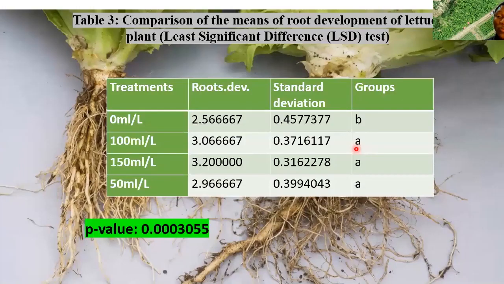We also did a comparison of root development, and this is where it got so interesting, because generally biostimulants are known to help in root development. So when we see this, all 3 biostimulants had an effect on root development, except the treatment which was not applied, which shows the least root development. We can see there is 0.0003 as a p-value compared to 0.05, which is the significance level that we use.